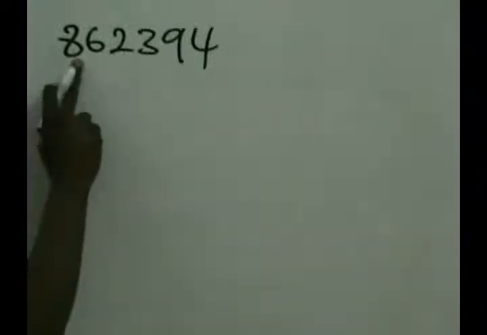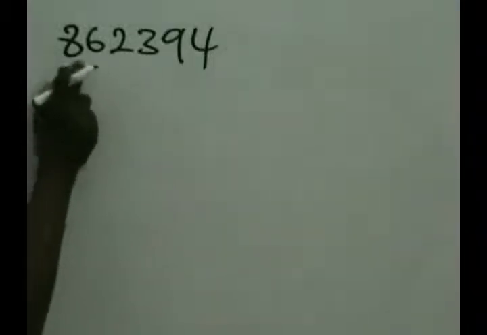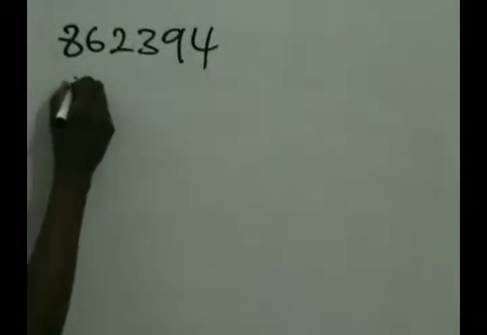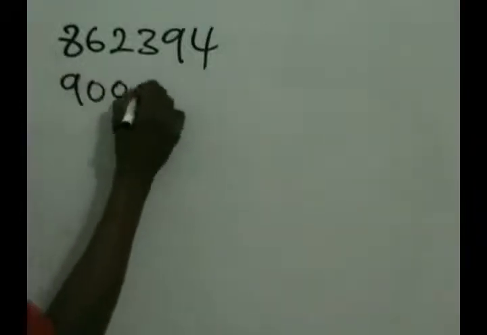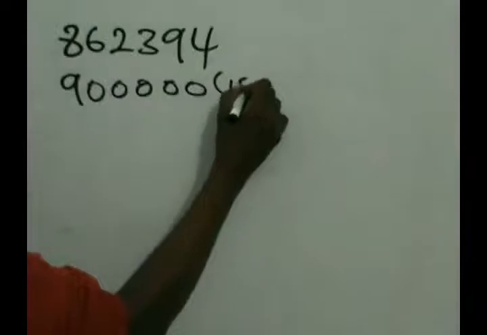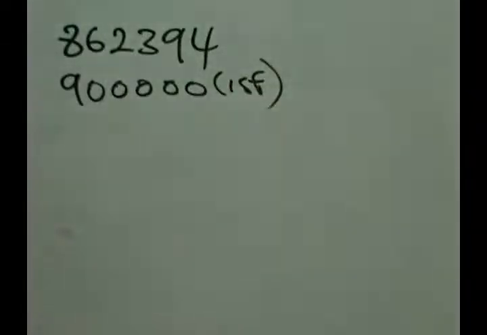862394 to 1 significant figure. 8 is the first significant figure, followed by a 6. 8 followed by a 6 will be a 9. So the answer will be 900000. 1 significant figure.